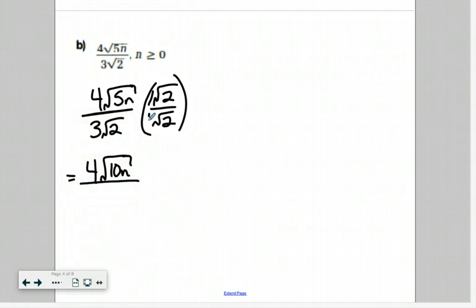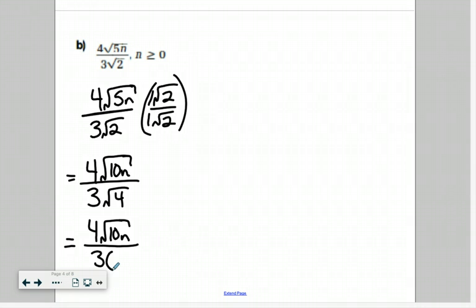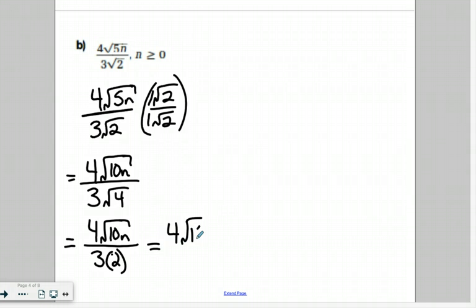So it's essentially 3 times 1 here, so that's 3, and then root 2 times root 2 is root 4. And I'll show this step for this case. So what we have here is 4 root 10n divided by 3 times root 4, which is 2. You can see now that the radical is gone, and what we have is 4 root 10n divided by 6.